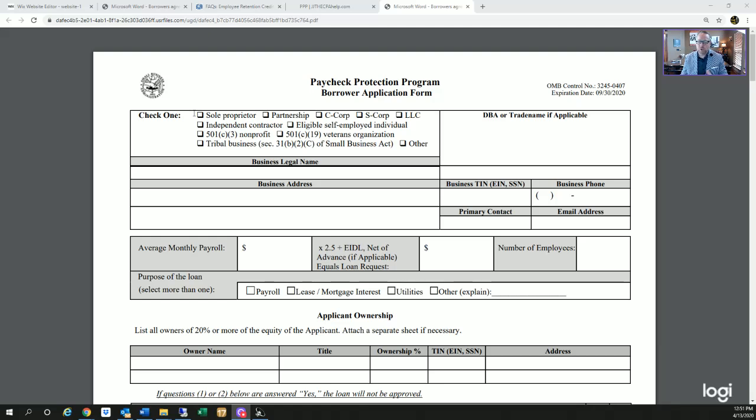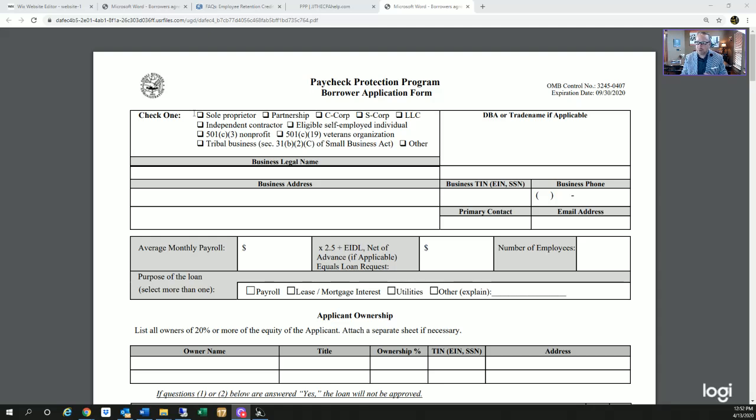If you're an individual and you don't have a separate address, that'd just be your home. If you're doing this for the partnership, C or S, or if your bank tells you to check off on that LLC or the 501 or the veterans or the tribal, then you're going to do a TIN. That's your separate tax ID number. If you don't have one, no problem. Put your Social Security number. Social Security number would be for the sole proprietor, the self-employed, or the independent contractor. Business phone, primary contact, you. Email address, yours.